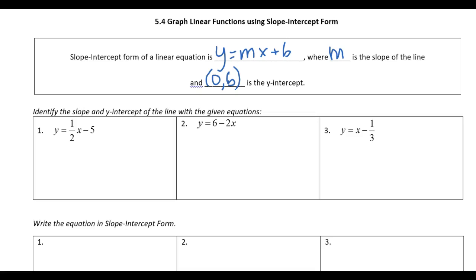The first three problems we're going to do, we are just identifying the slope and the y-intercept. So this first problem being y equals 1/2 x minus 5. We can see here in slope-intercept form that the one attached to x is 1/2, and that is our slope. So I'm going to say m equals 1/2.